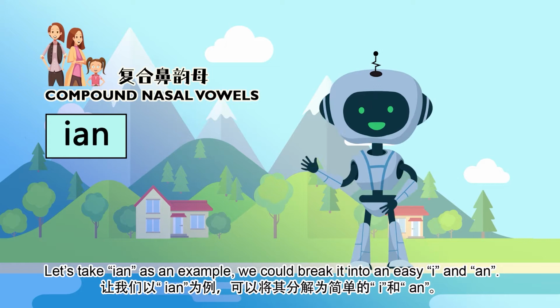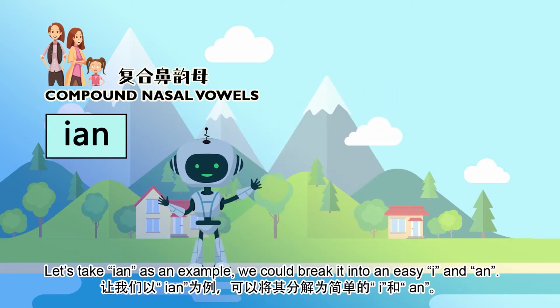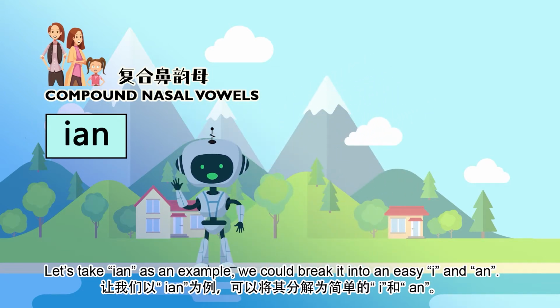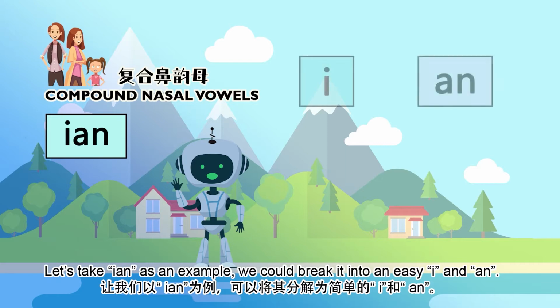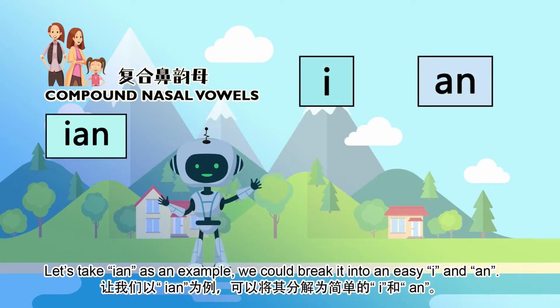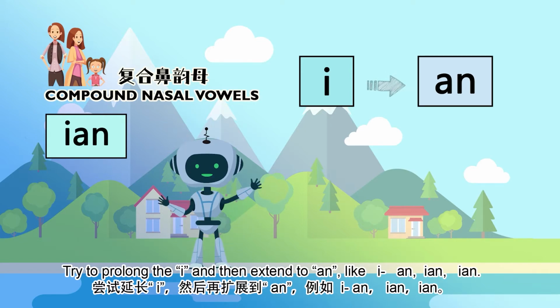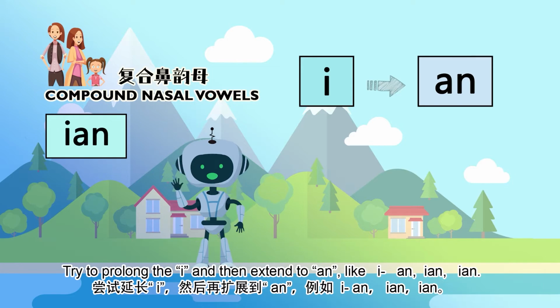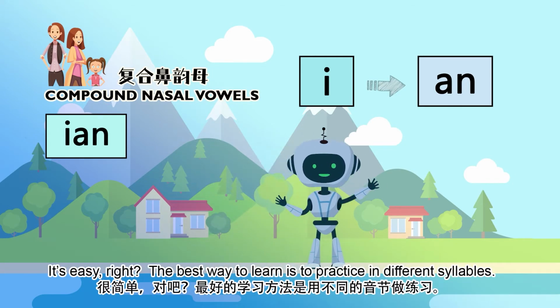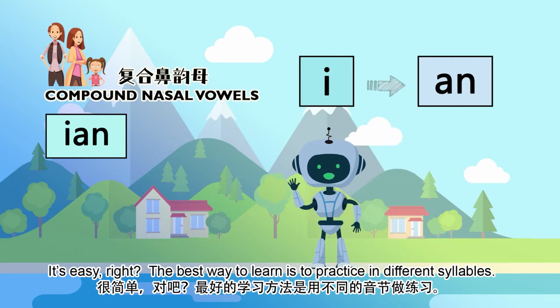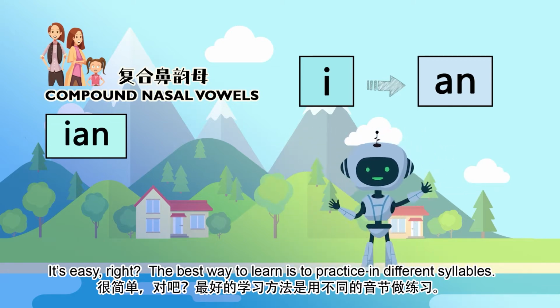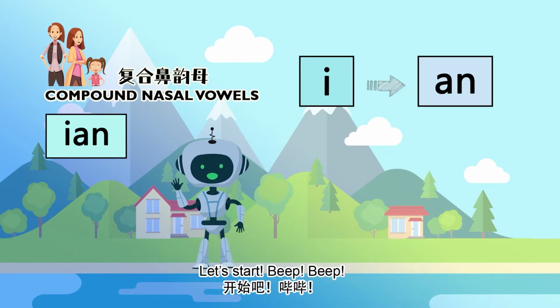Let's take yin as an example. We could break it into an easy E and an. Try to prolong the E and then extend to an, like yin, yin, yin. It's easy, right? The best way to learn is to practice in different syllables. Let's start.